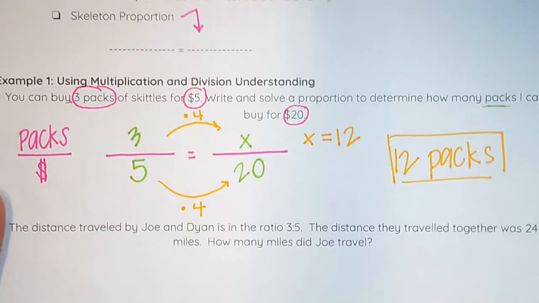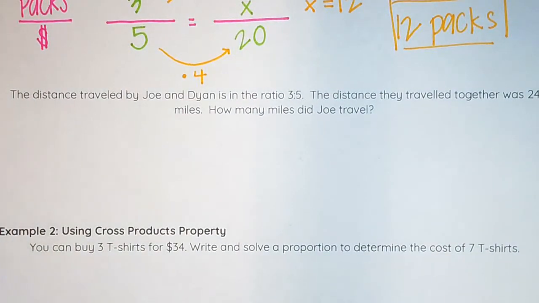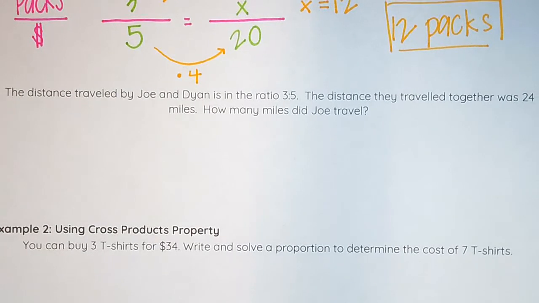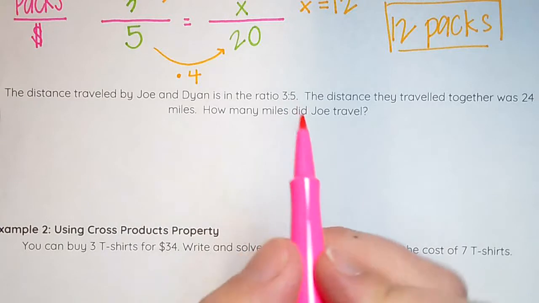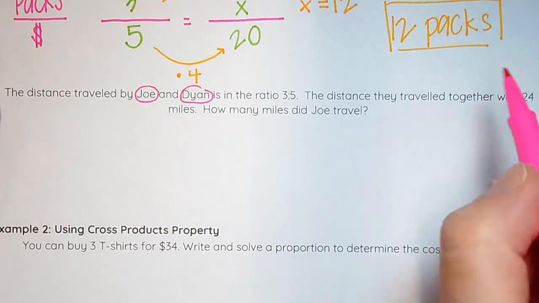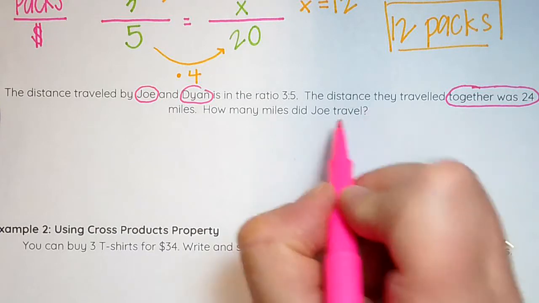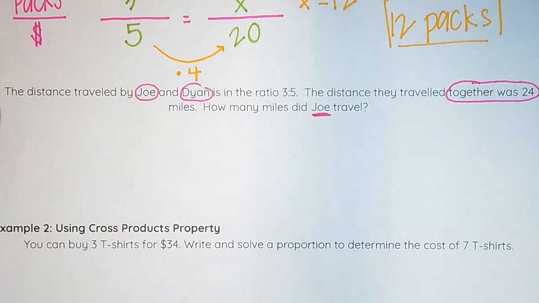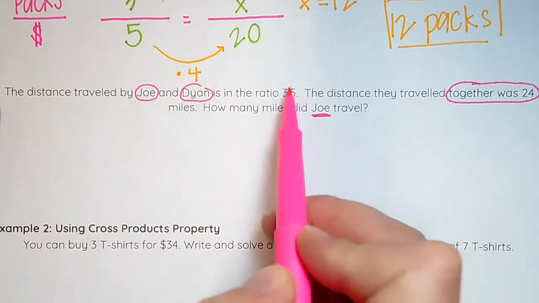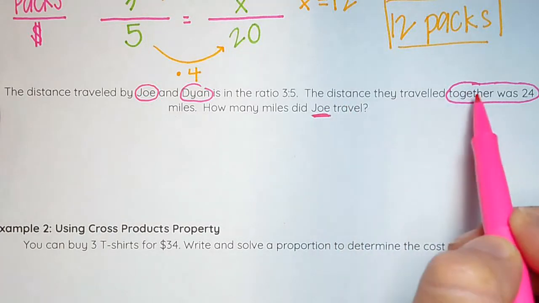Let's do another example with our mental math. It says the distance traveled by Joe and Diane is in the ratio 3 to 5. The distance they traveled together was 24 miles. How many miles did Joe travel? So we are comparing Joe and Diane. That's who we're talking about. But what we know is the amount they traveled together. And specifically, I want to know about Joe. So Diane's information will help us, but I'm comparing Joe and the amount they traveled together.